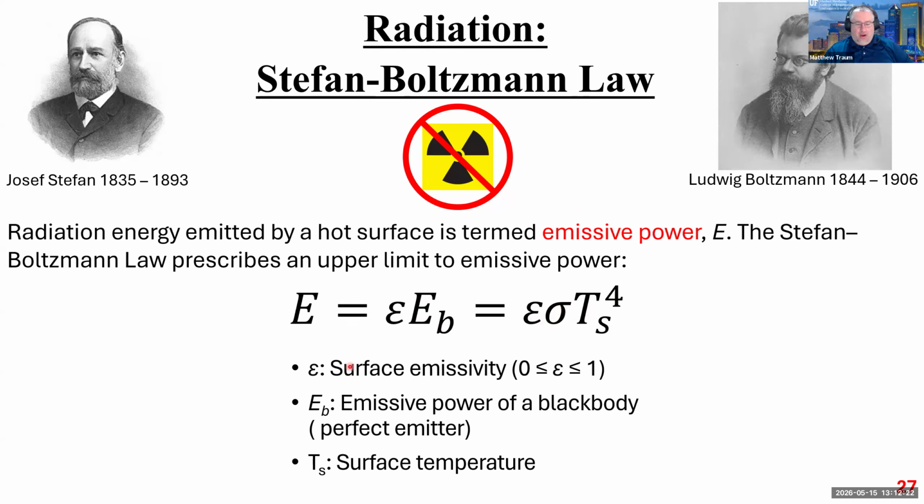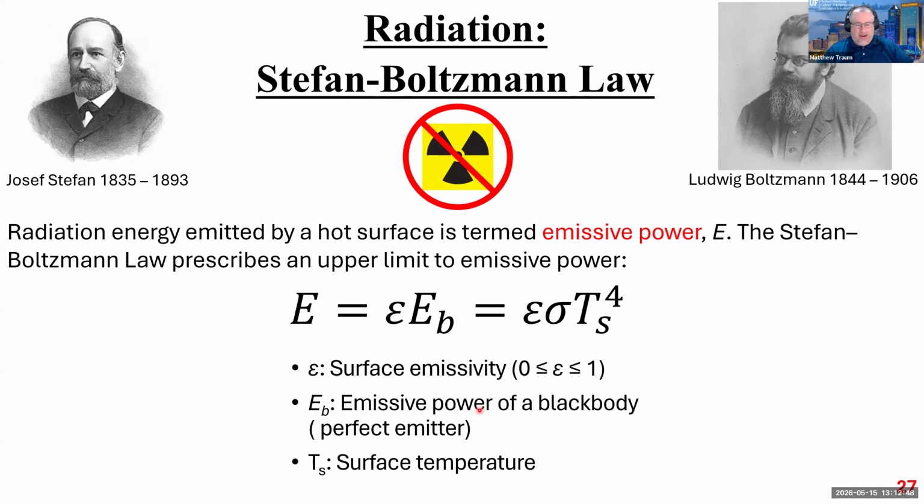So surface emissivity is a value from 0 to 1. It can't be less than 0, can't be greater than 1. And it basically tells you how much of the energy that is contained within an object gets emitted at the surface. Right. So a perfect emitter is something called a black body.